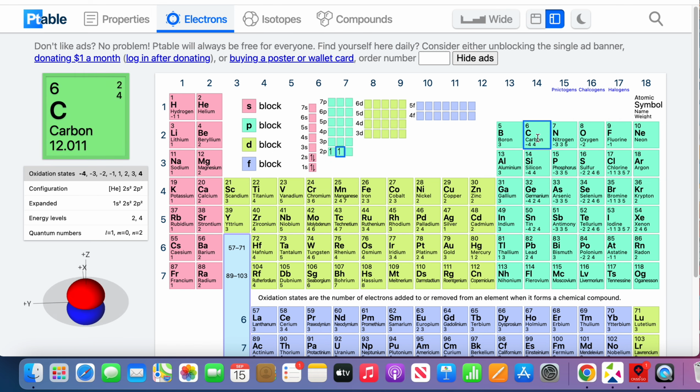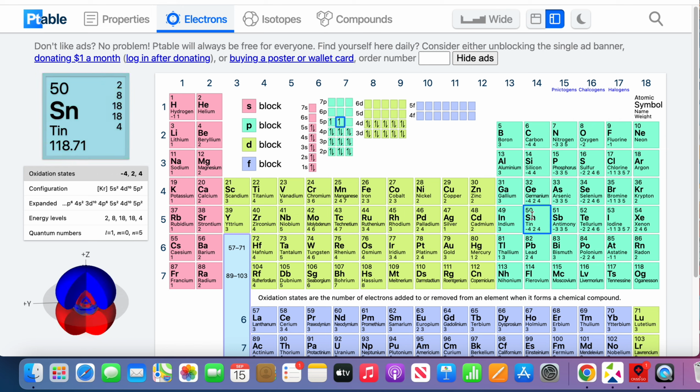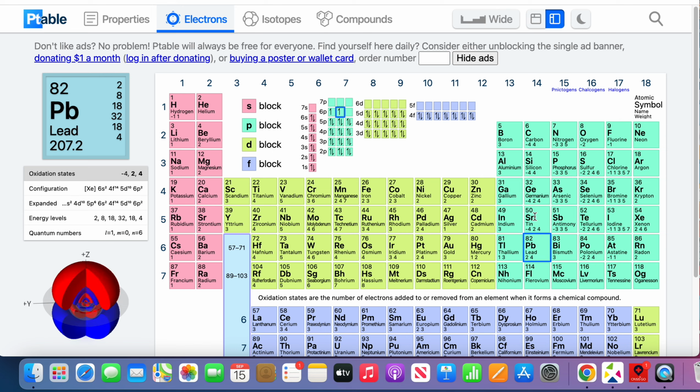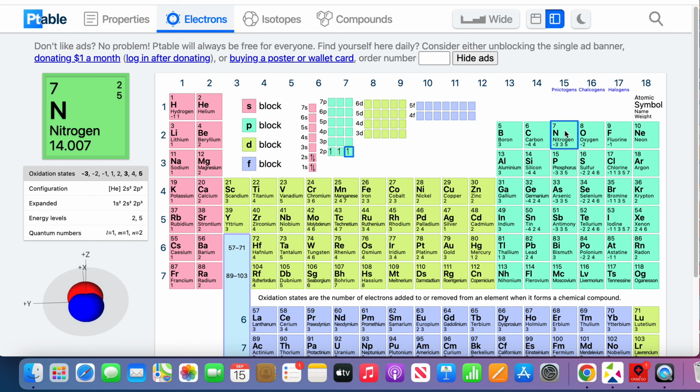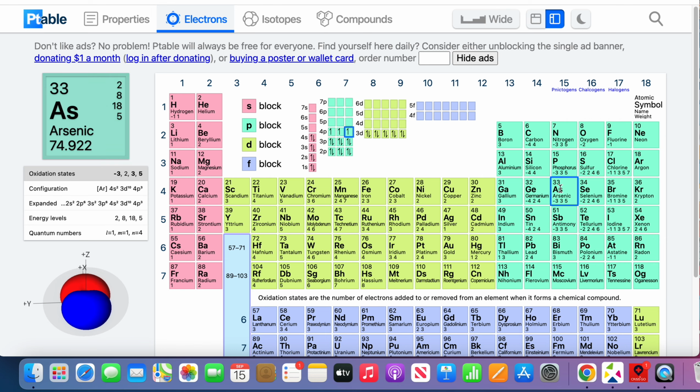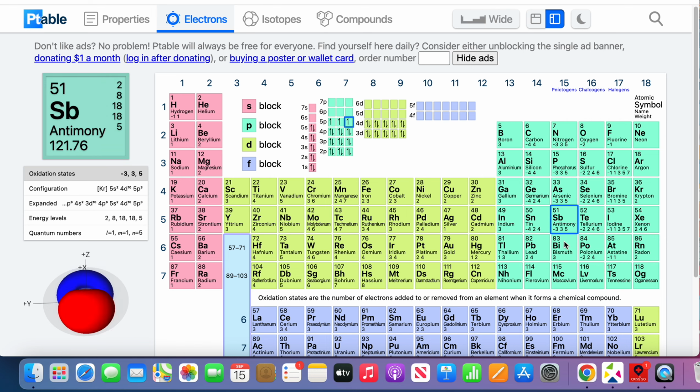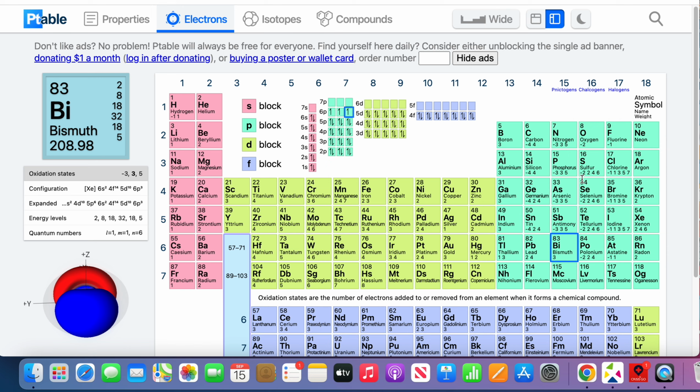Carbon, the carbon group, guess what? Everything has 4. Silicon has 4. Germanium has 4. Tin has 4. Lead has 4. Everything has 4 in that column. In the nitrogen column, everything has 5, if you count them up. Phosphorus has 5 valence electrons. Arsenic has 5. Antimony has 5. Bismuth has 5. I can't pronounce these down here, so I'll skip those.